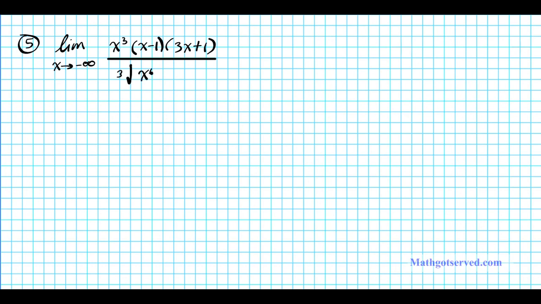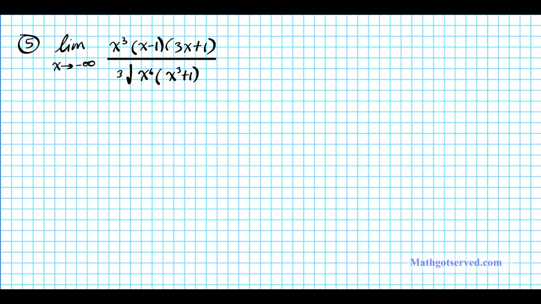Alright, let's take a look at question number 5. So for problem 5, we're going to find the limit as x approaches negative infinity of x to the third times the quantity x minus 1 times the quantity 3x plus 1, all that divided by the third root of x to the sixth times x to the third plus 1.